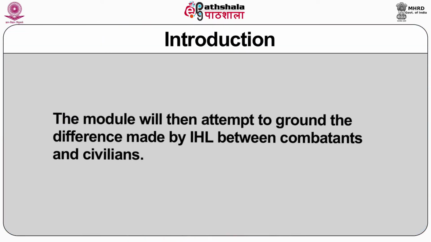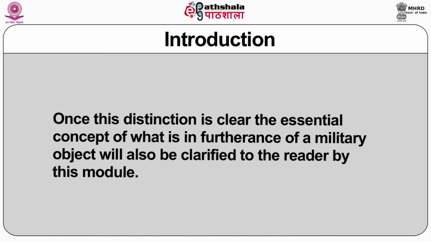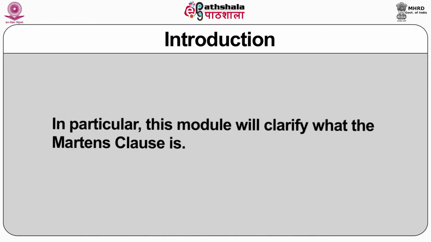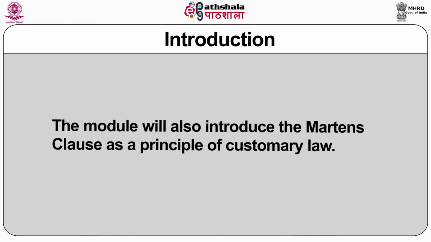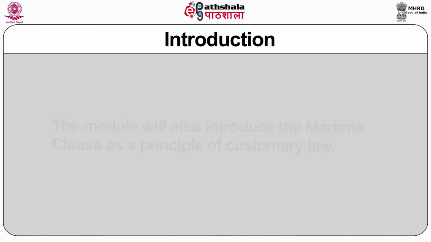The module will then attempt to ground the difference made by IHL between combatants and civilians. Once this distinction is clear, the essential concept of what is in furtherance of a military objective will also be clarified to the reader by this module. In particular, this module will clarify what the Martens Clause is. The module will also introduce the Martens Clause as a principle of customary international law.